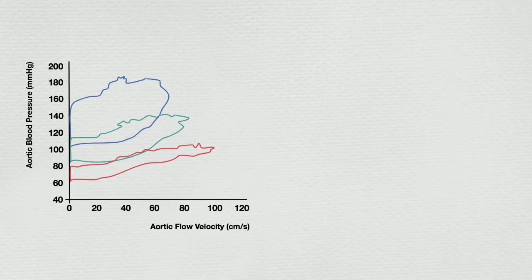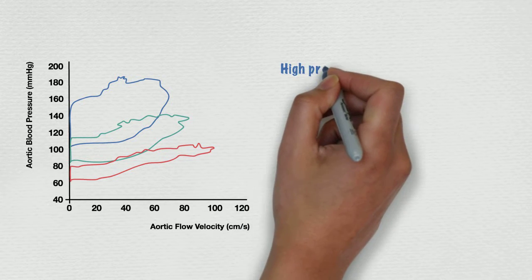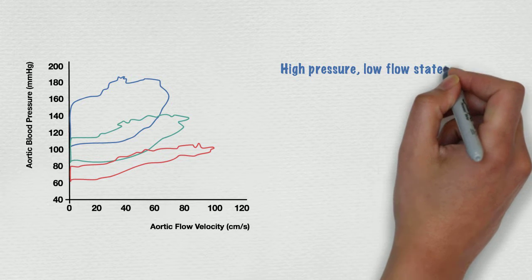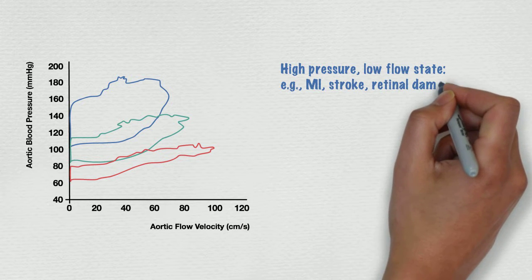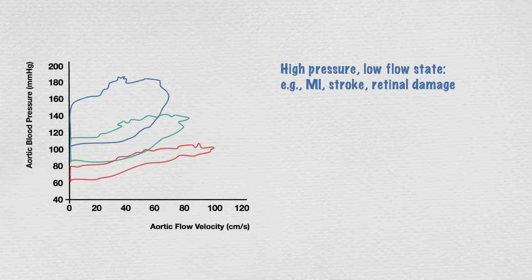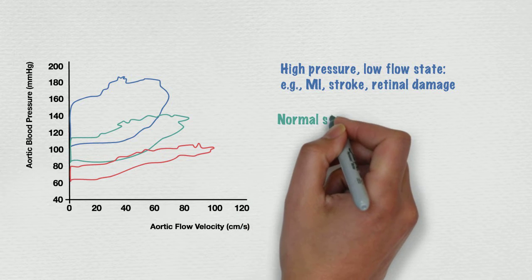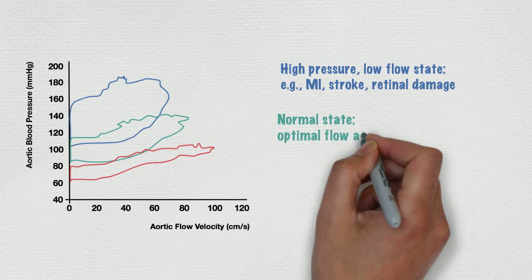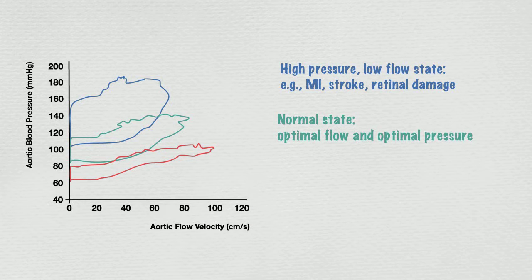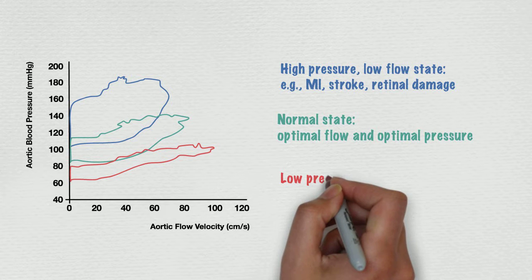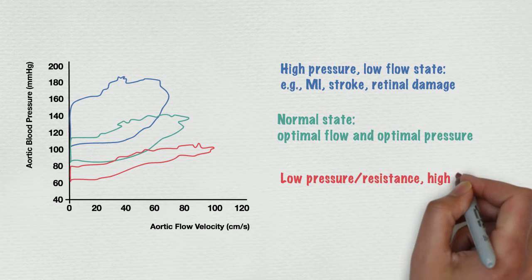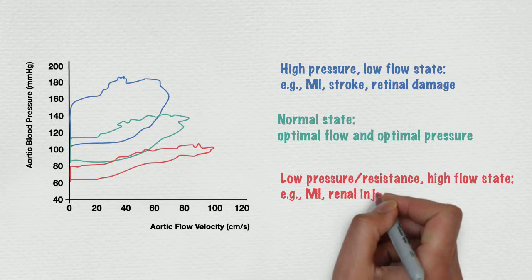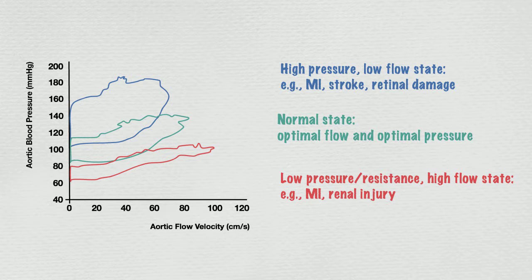In this example, the blue loop represents a high pressure and low flow state, placing patients at risk of conditions such as myocardial infarction, stroke, and retinal damage. The green loop represents a more normal state, with optimal flow and optimal pressure. And the red loop represents a low pressure and resistance state with high flow, placing patients at risk of conditions such as myocardial infarction and renal damage.